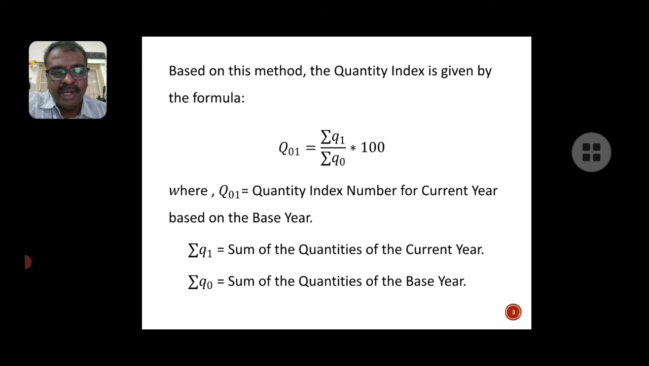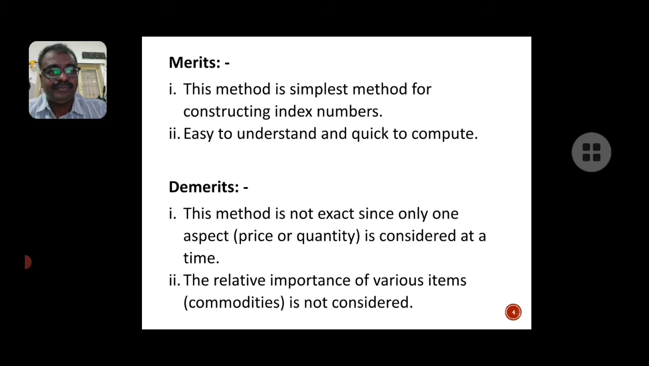If you observe the formula, in the previous formula as well as here, the formula is multiplied by 100. The reason being, index number is represented as a percentage, and hence the formula is multiplied by 100.